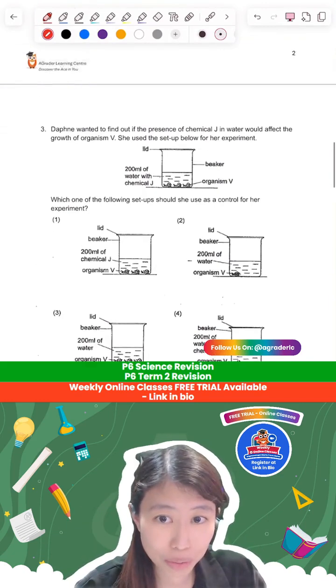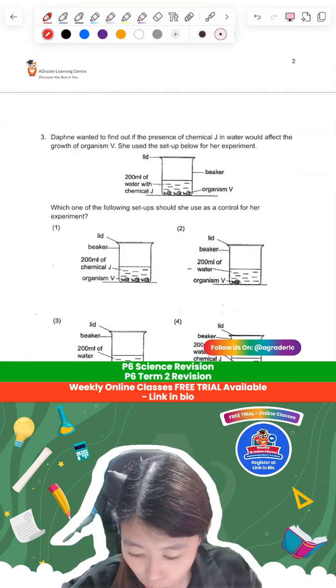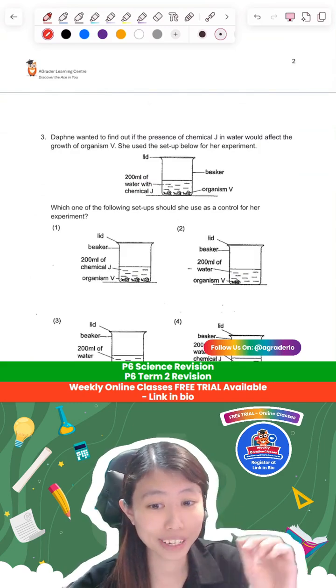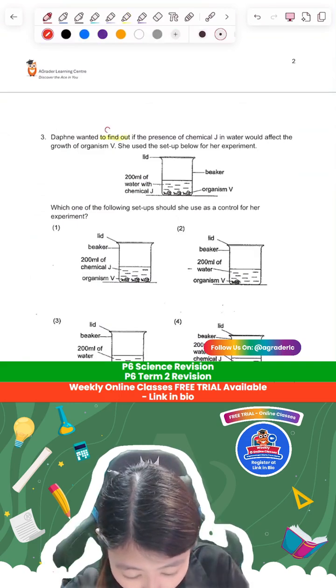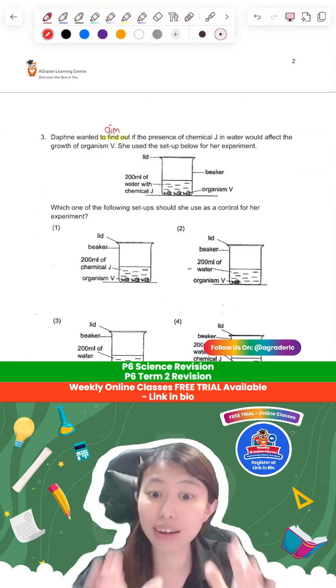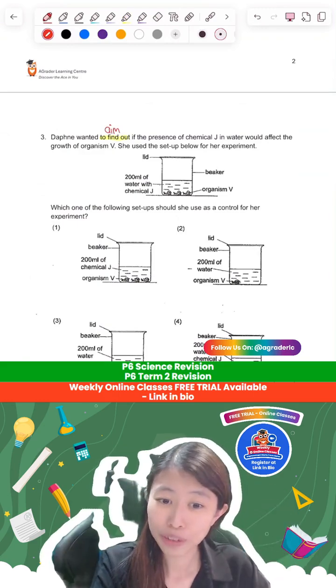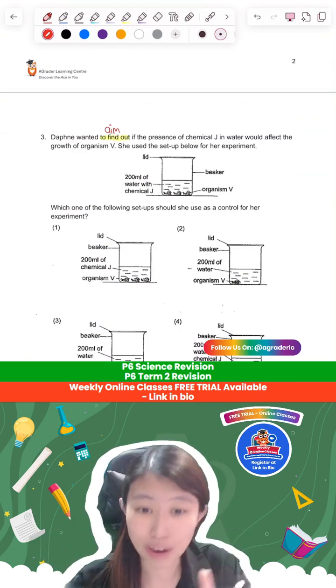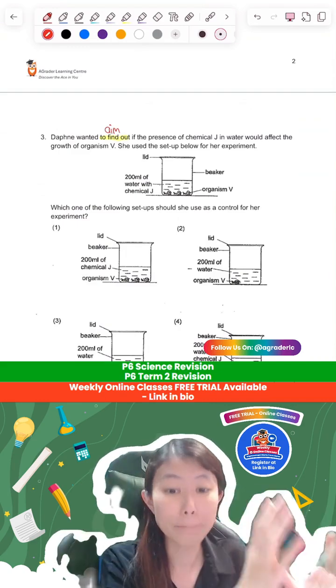Okay, question 3, what do you all think? Okay, so now, when it comes to this type of question, the moment you see "to find out," that is basically the aim of the experiment. The aim usually will tell you your changed and measured variable. So let's identify. Always remember, change variable affects measured variable.